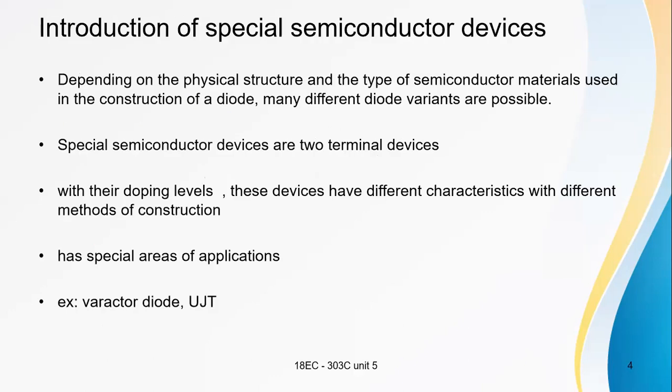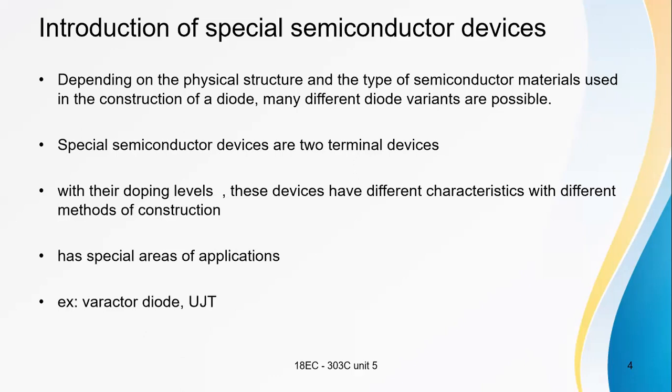Okay, first, introduction of special semiconductor devices. We know that a semiconductor device can conduct partially. If there is a PN junction, it has two semiconducting materials, P-type and N-type materials. There is one junction, that is the PN junction. Normally, this PN junction conducts in the forward bias, and it doesn't conduct in the reverse bias. Up to this, we know that, and it has two terminals, anode and cathode. This is about the PN junction diode.